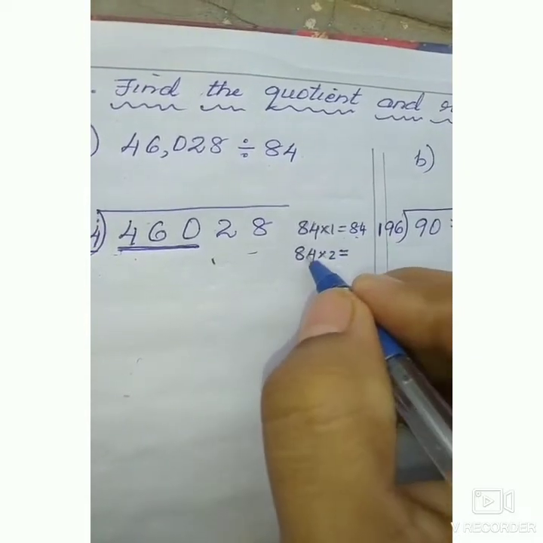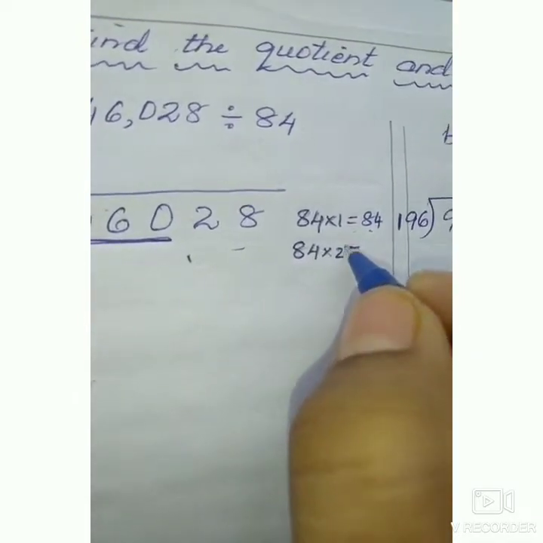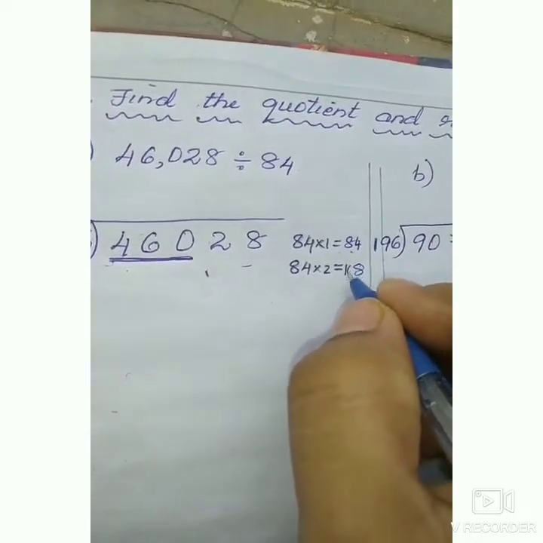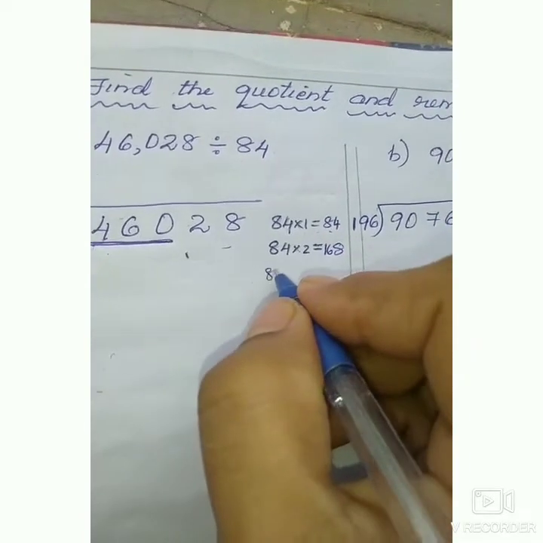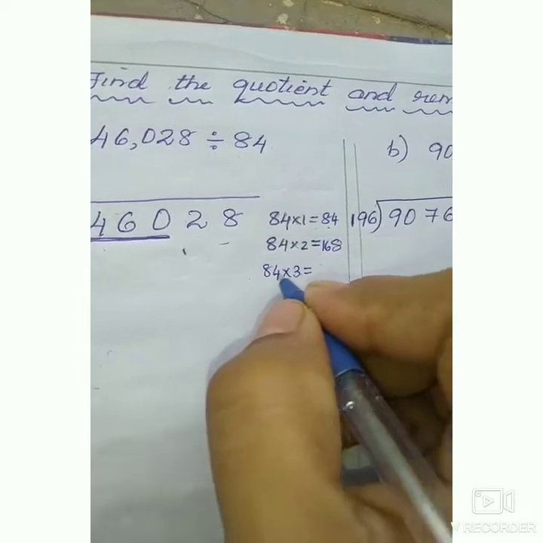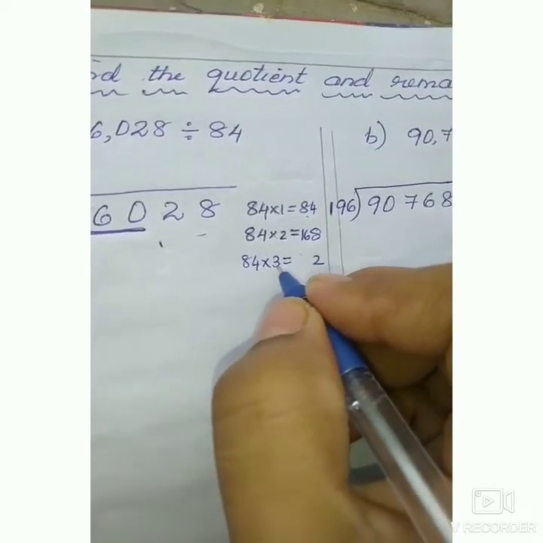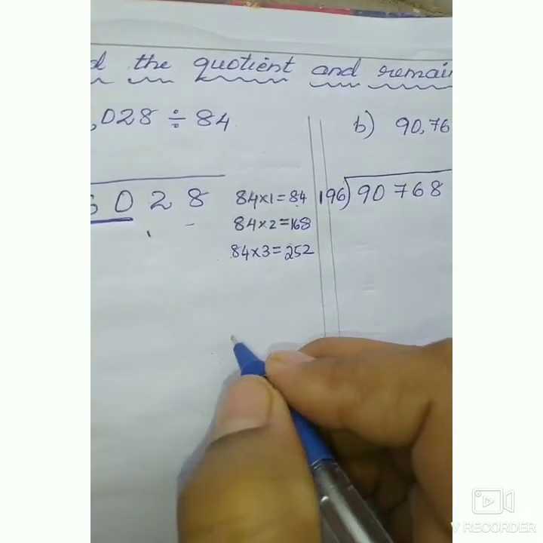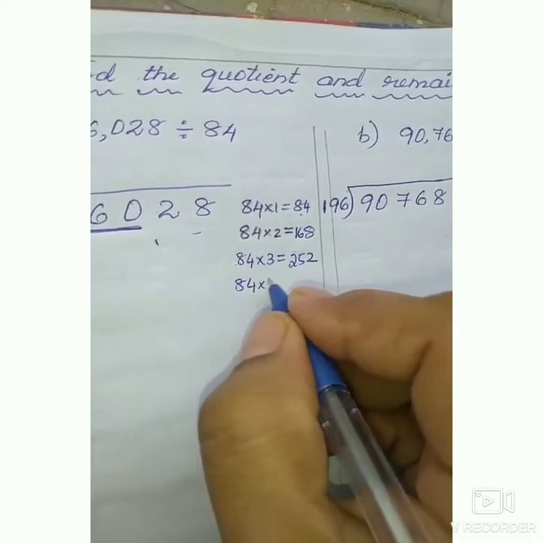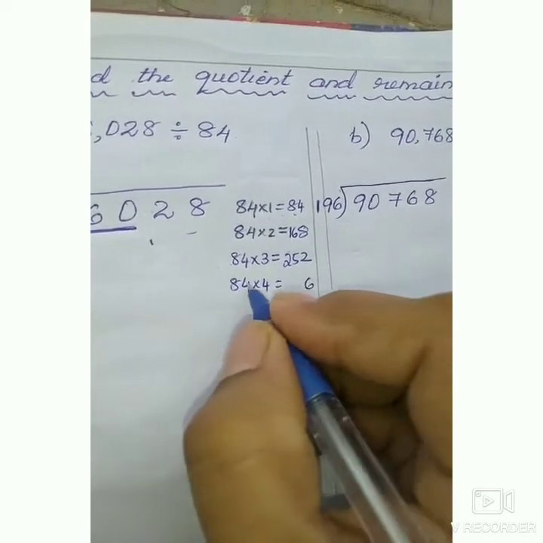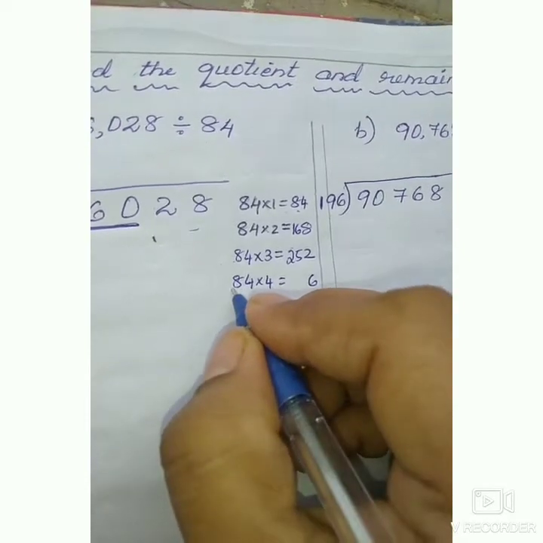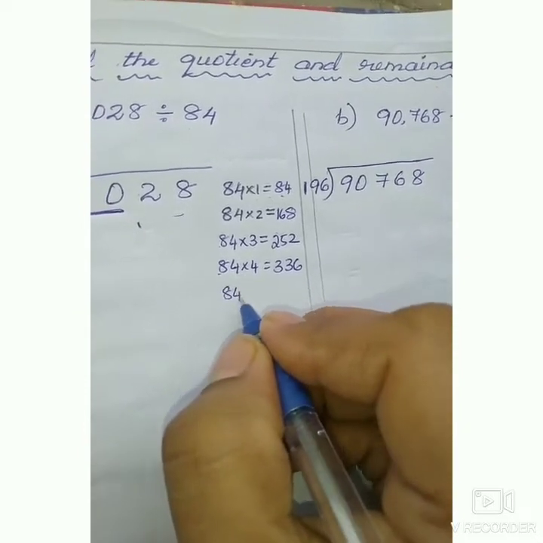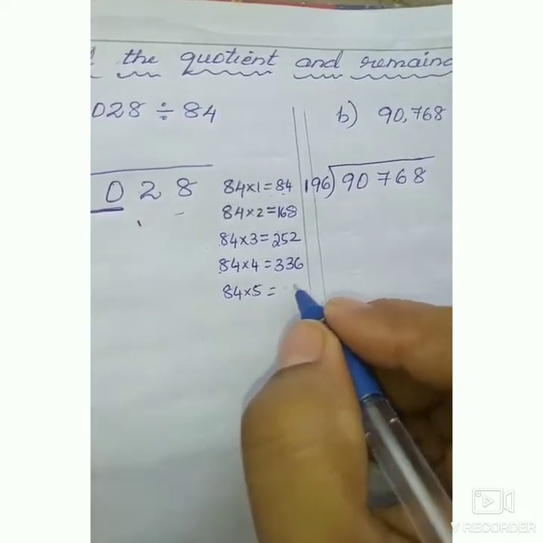84 ones are 84, 84 twos are... So start with ones place. 2 fours are 8, 2 eights are 16. So 168. 84 threes: 3 fours are 12. Start from ones place. 3 eights are 24, 24 plus 1, 25, so 252. Again 84 fours: 4 fours are 16, 1 carry over. 4 eights are 32, so 33. So 336.